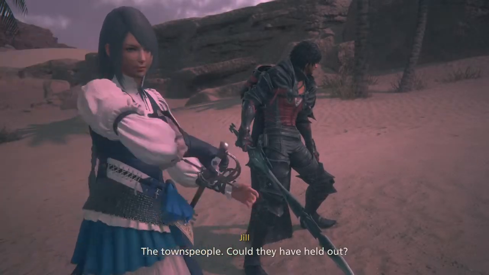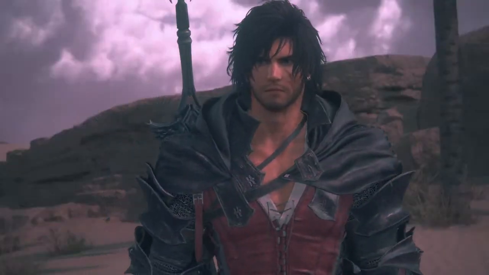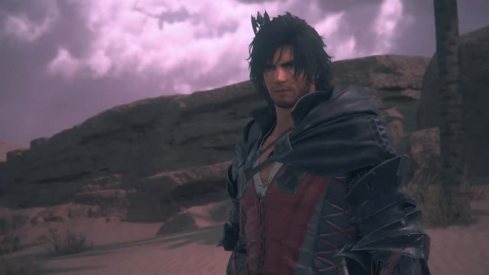The townspeople. Could they have held out? I don't hear any fighting. What do you think? That we should hurry.